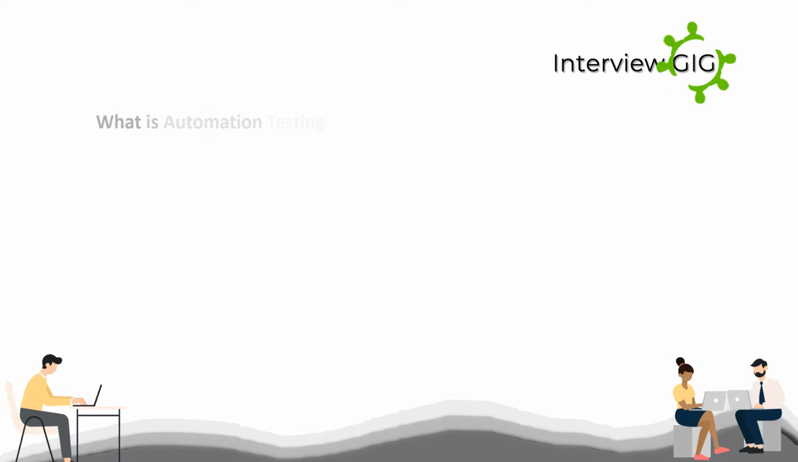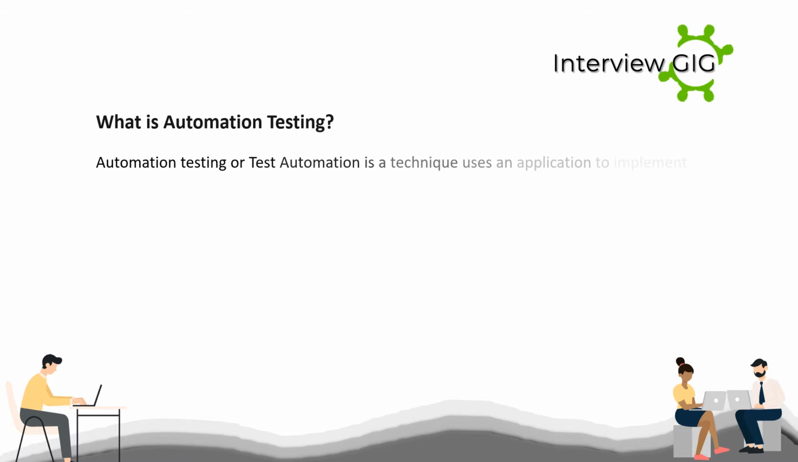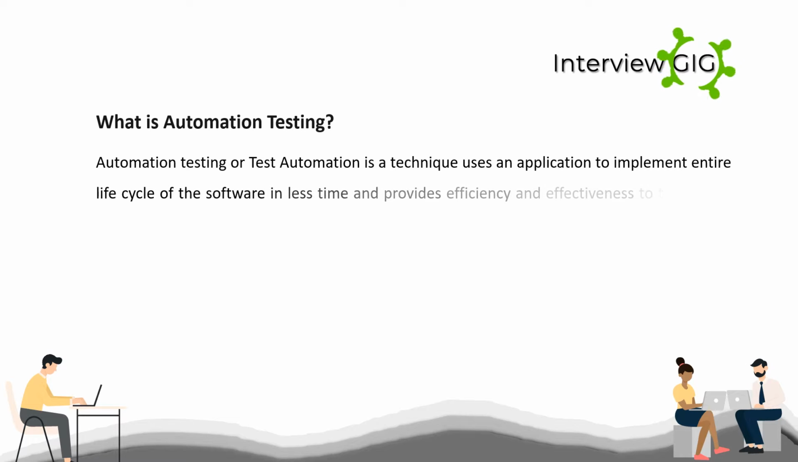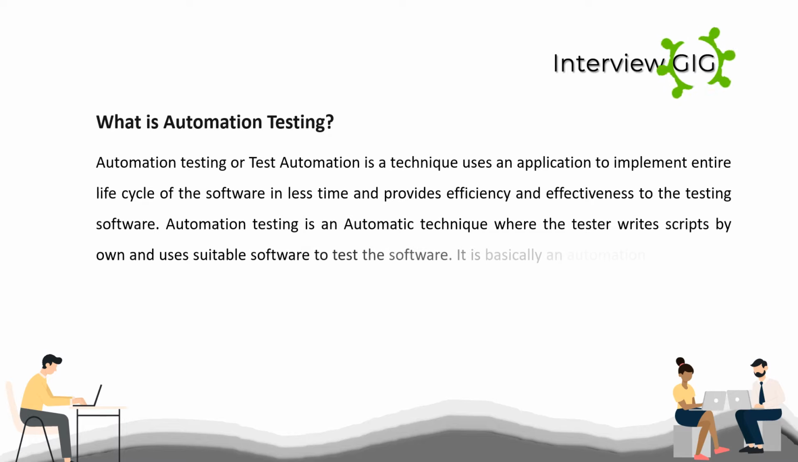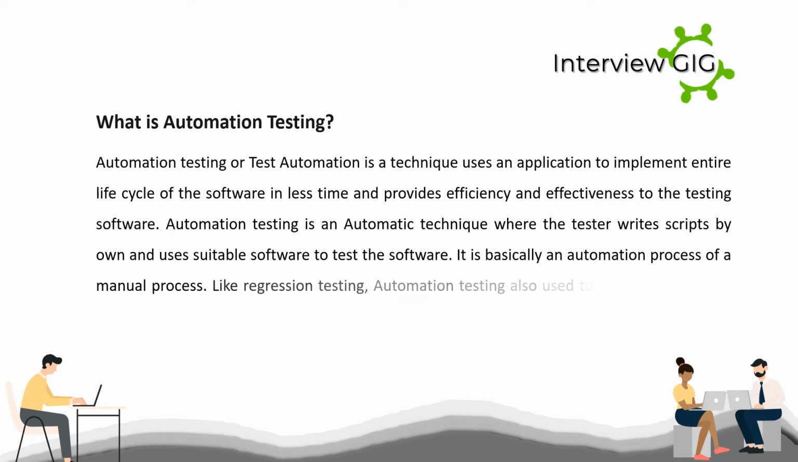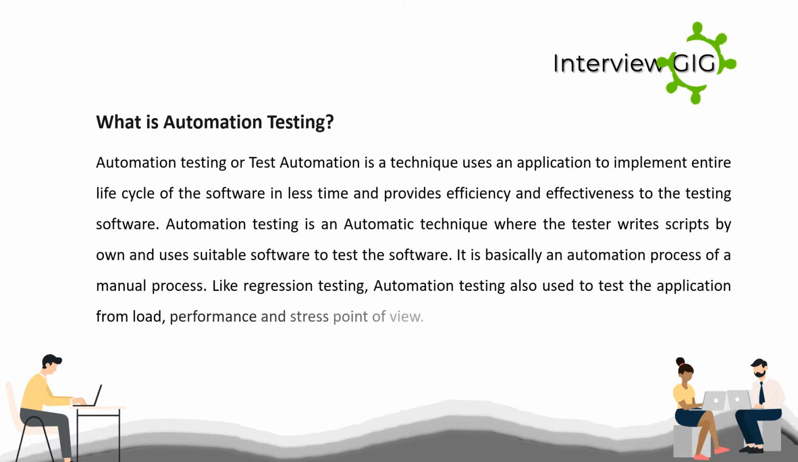What is automation testing? Automation testing, or test automation, is a technique that uses an application to implement the entire life cycle of the software in less time and provides efficiency and effectiveness to the testing software. Automation testing is an automatic technique where the tester writes scripts on their own and uses suitable software to test the software. It is basically an automation process of a manual process. Like regression testing, automation testing is also used to test the application from load, performance and stress point of view.